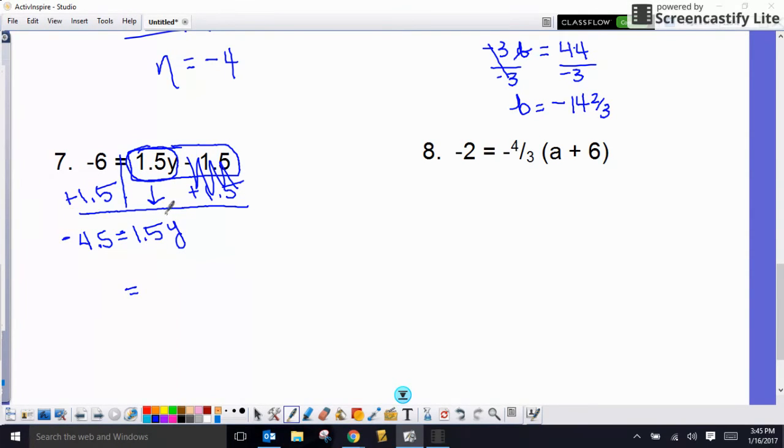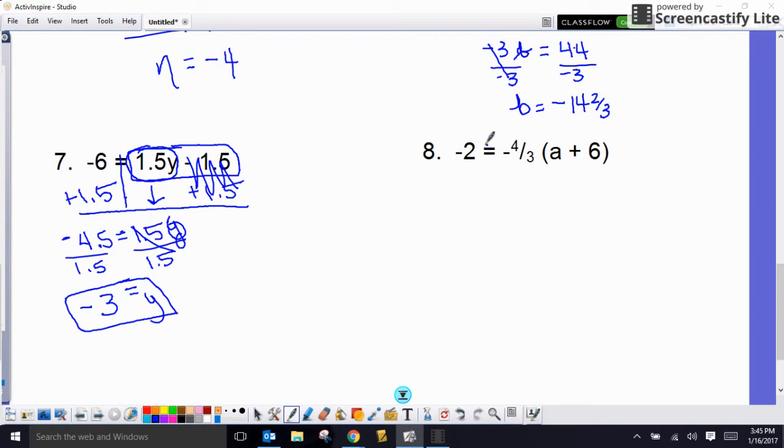So then I'm trying to get y by itself. So I'm going to divide by 1.5. This is being multiplied, so I'll divide. And -4.5 divided by 1.5 is -3. That one was really pretty simple.